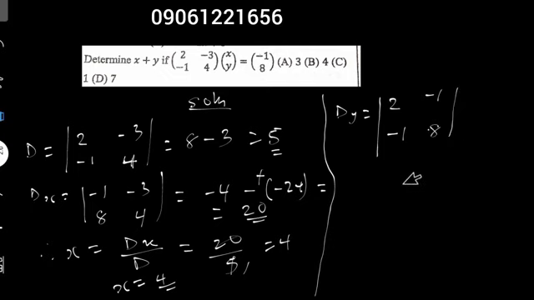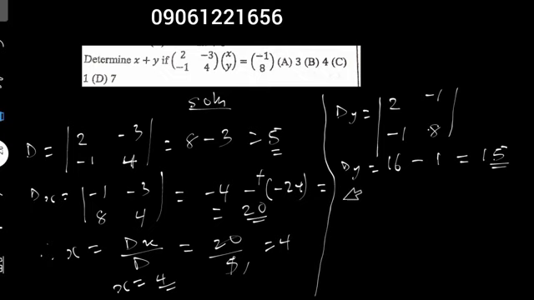So let's solve it. Let's find the determinant of this. That is 2 times 8, that gives us 16. So here we have, let me write it there, dy is equal to 16, minus, the sign here is minus, minus 1 times minus 1, that gives us 1. Now let's add this together. 16 minus 1 gives us 15. So our determinant of y is equal to 15.